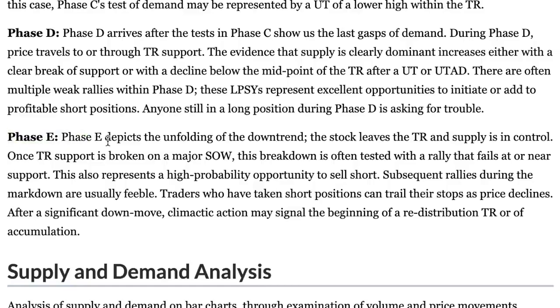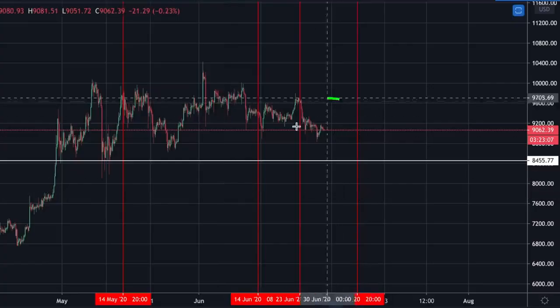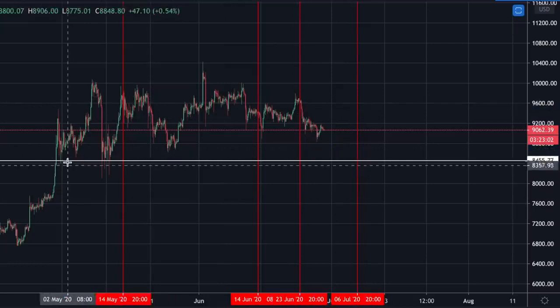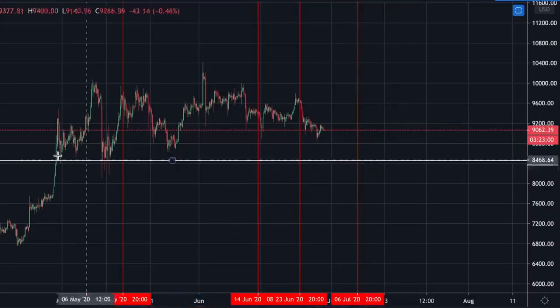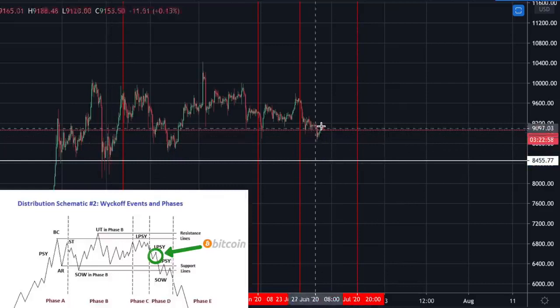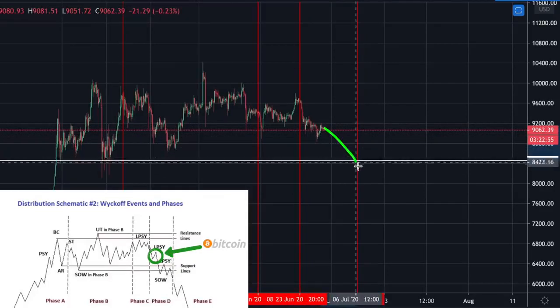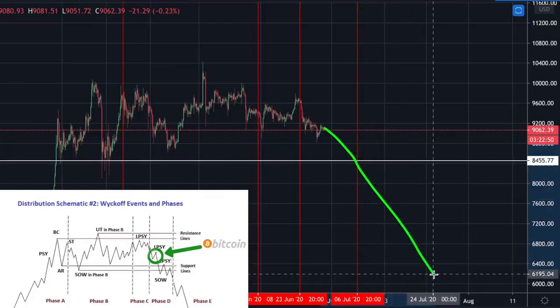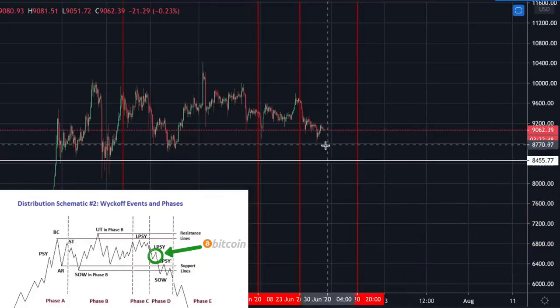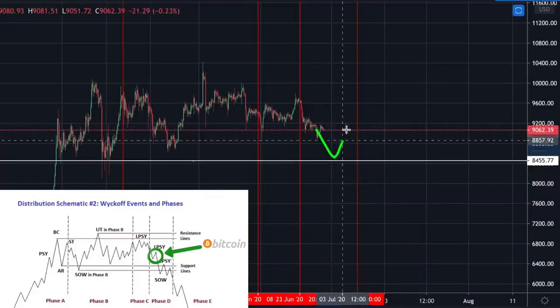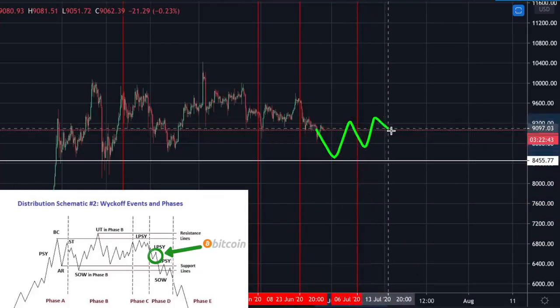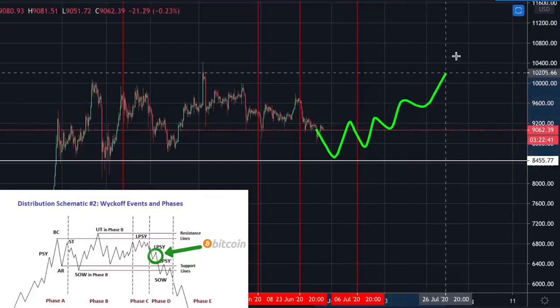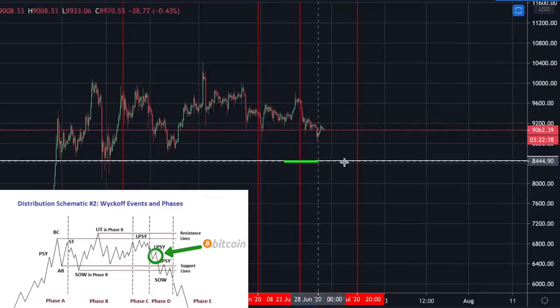Alright, so phase E is basically just depicting the unfolding of the downtrend. Alright, so as a summary, Bitcoin is in phase D. If Bitcoin breaks this support line, which is the low here, this means that Bitcoin is entering into phase E, and this means that Bitcoin is going into a reversal, possibly all the way down to $6,200. If Bitcoin keeps above this level, then we have not seen a confirmation of this, and Bitcoin could actually still go up. So pay full and close attention to this horizontal support.